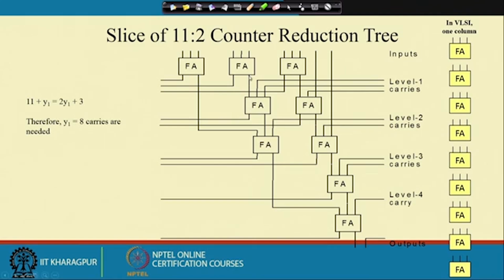So, whatever sums I am getting from this, I have used 2 full adder cells: one sum here and one sum in this full adder cell, and I have produced how many carries? So, a total of 3 carries. 2 carries come for this particular full adder cell, 1 carry comes in this particular case. Okay. So, then again at level 1 I am producing 2 output carries and 2 sums.